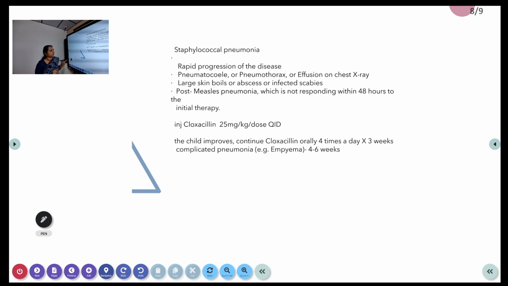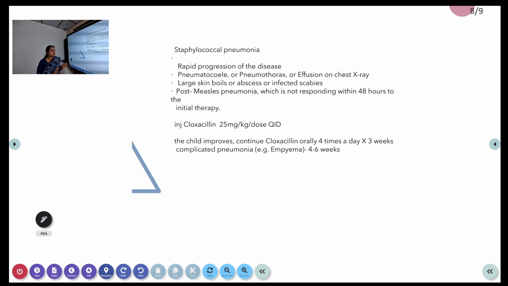In the history there will be skin lesions, pus points in the skin, either impetigo or abscess or boils or infected scabies, some skin lesion where the staphylococcus has infected. Also after measles, you know that debilitating disease, the immunity is compromised, so post measles pneumonia can be very severe. If you are not getting any response within 48 hours to your ampicillin and gentamicin, then think of staphylococcal pneumonia and immediately add cloxacillin.